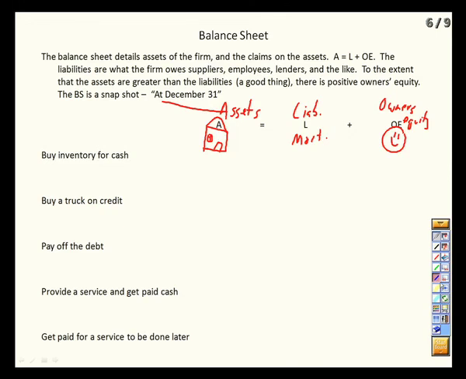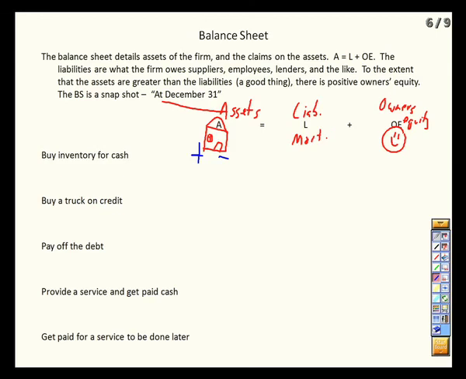Well, what did we do? We got some inventory, right? And inventory is stuff. So we have an asset going up. And how did we pay for it? With cash. And cash is also stuff. So we have an asset going down. So there we see a very simple transaction, one completely held on the left side of our equation.